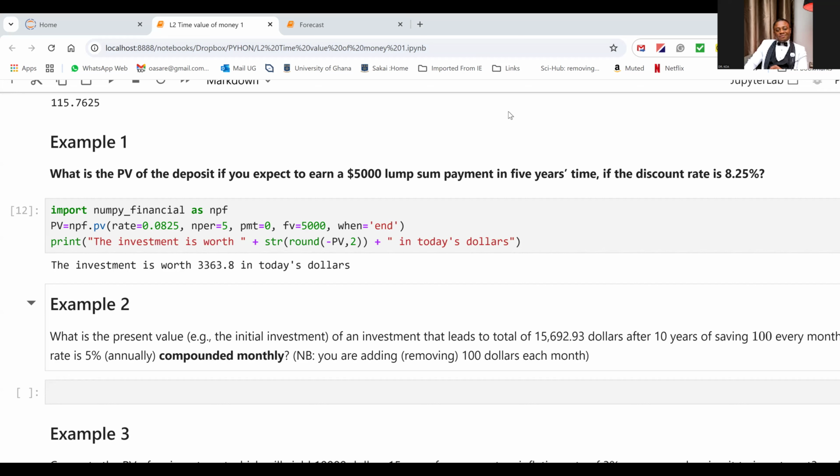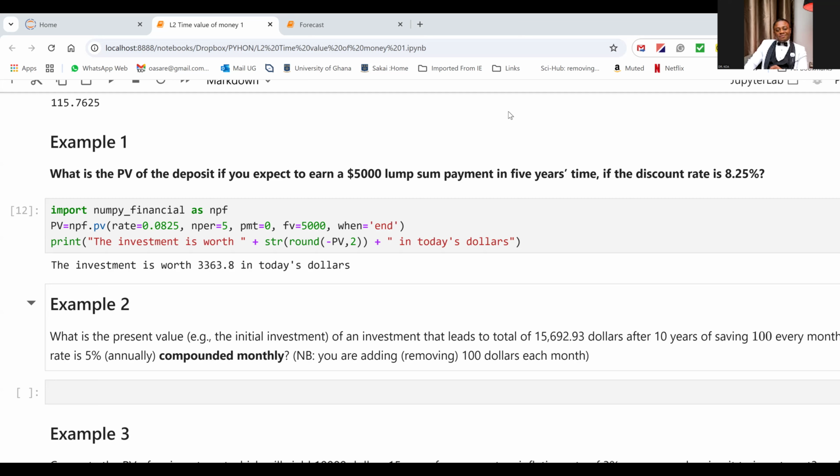There's also something you have to do with the payment. Remember the payment, because you were told that there's a payment of what? $100 every month. That was a saving. So that is something you are putting in every month. You are adding that every month, apart from the 15,692 every other month. So the 15,692, okay, that is the future value you are getting.